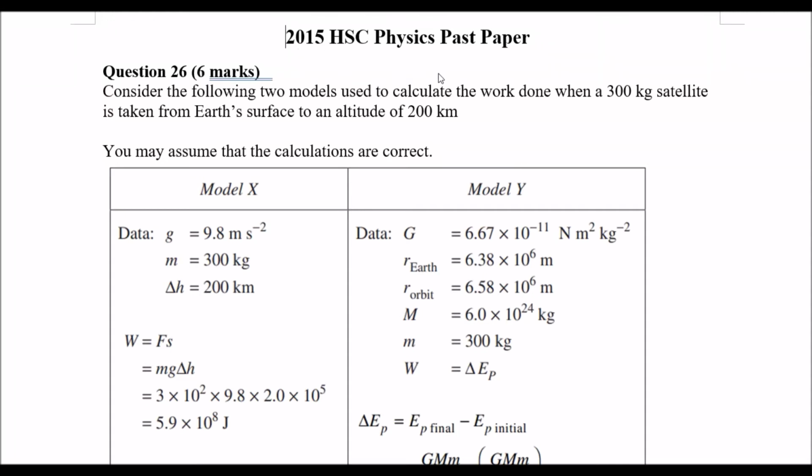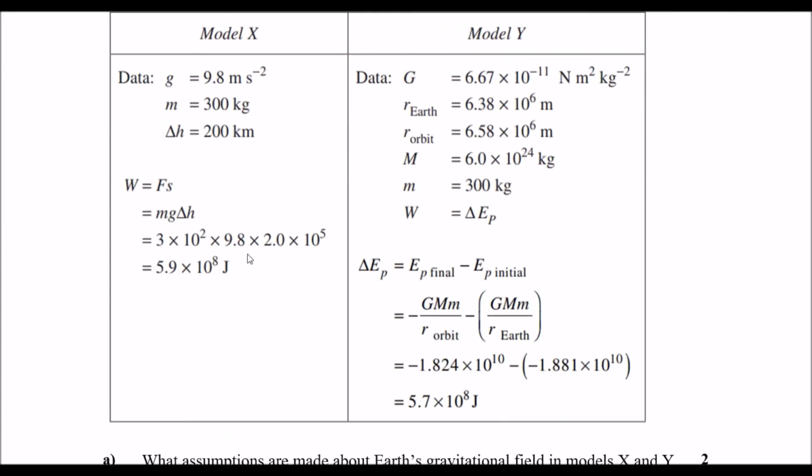We're going to go through the 2015 HSC Physics paper. This is covering Module 5, Inquiry Question 3. So this is question 26, worth 6 marks. Consider the following two models used to calculate the work done to a 300 kg satellite at an altitude of 200 kilometers. You may assume that the calculations are correct. So you can see sort of the variations we have here.